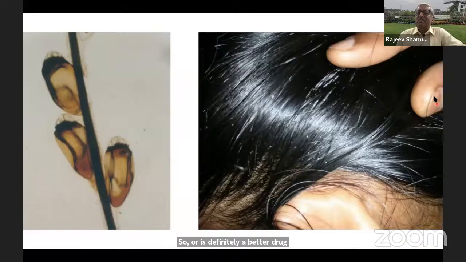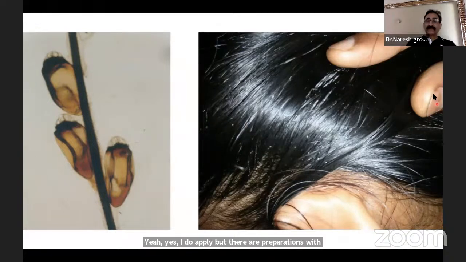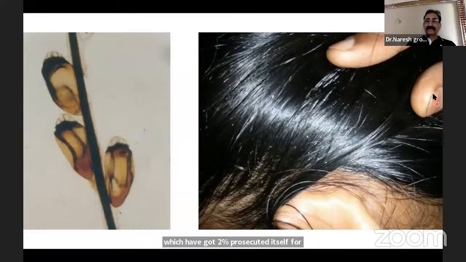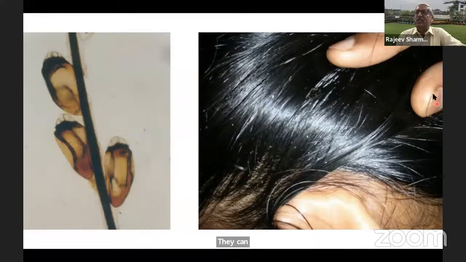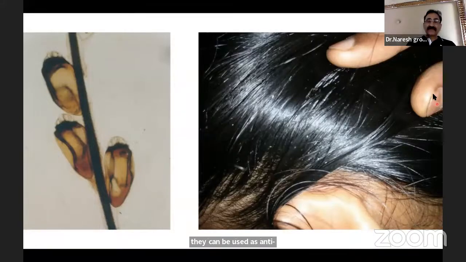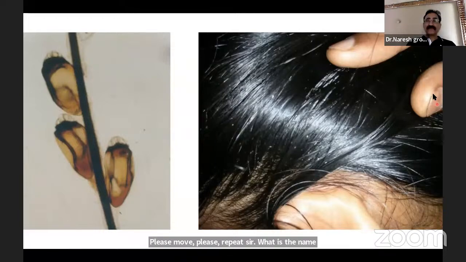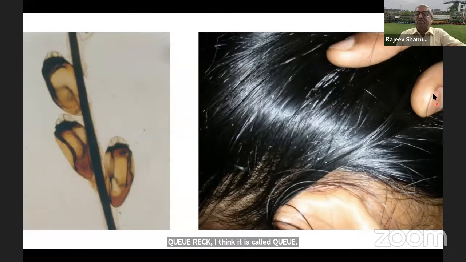So even below 2 months? Yes, sir, I do apply, but there are preparations with precipitated sulfur which are available. There are some preparations in the market which have 2% precipitated sulfur, so they can be used as anti-scabetic agents. Curec lotion is one of them. I think it is called Curec. And there might be more, sir. You can just Google it.